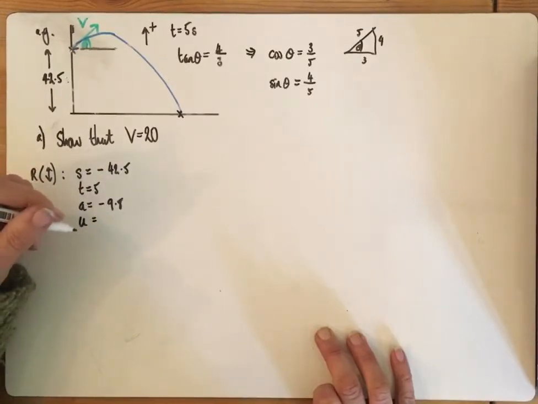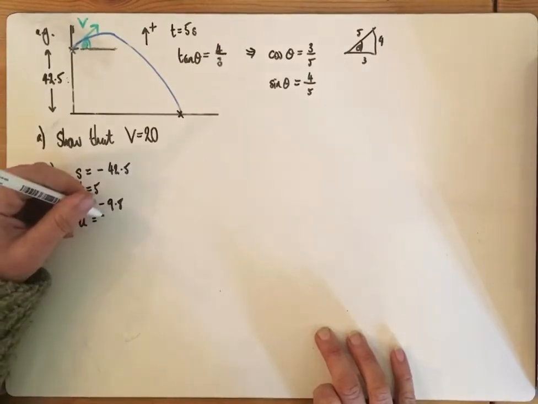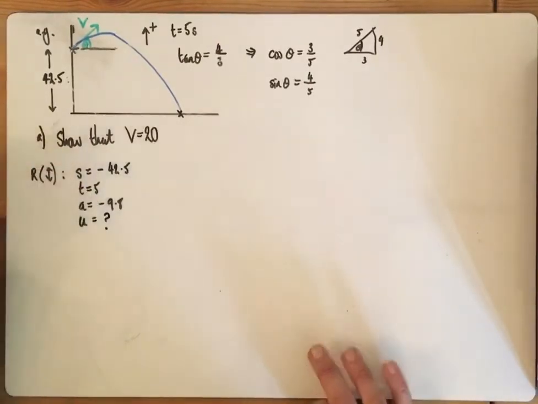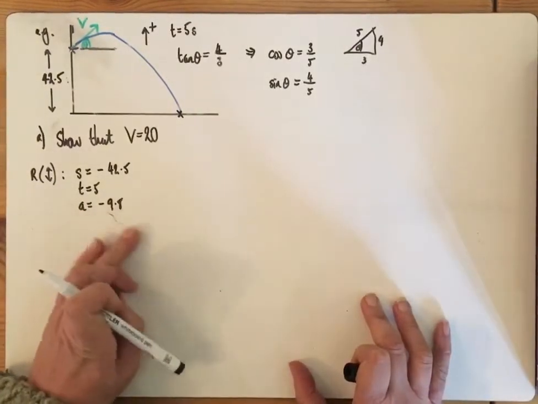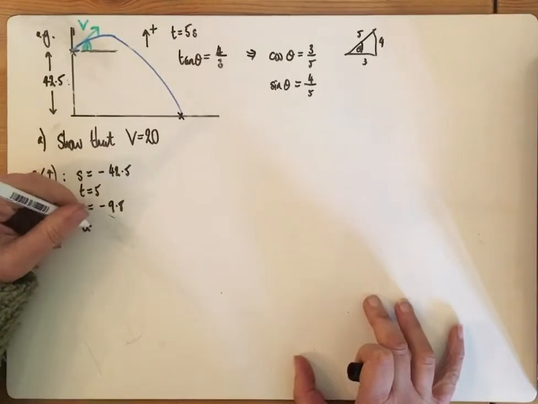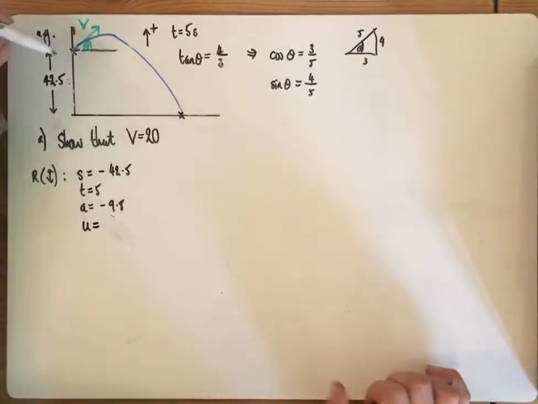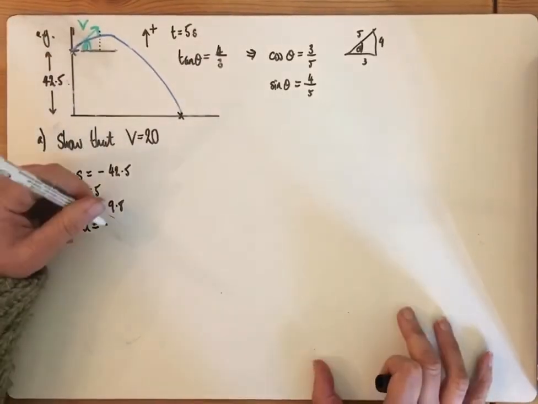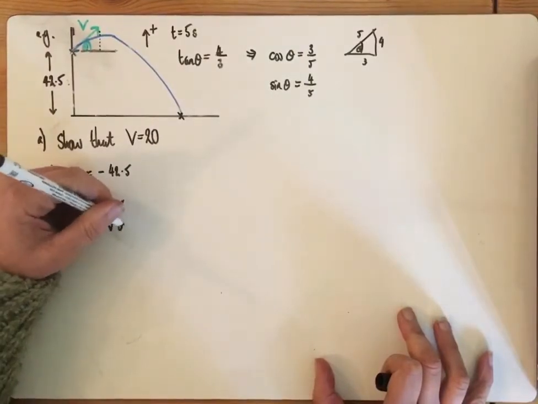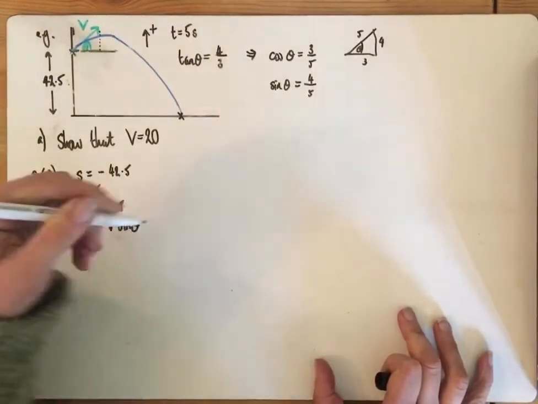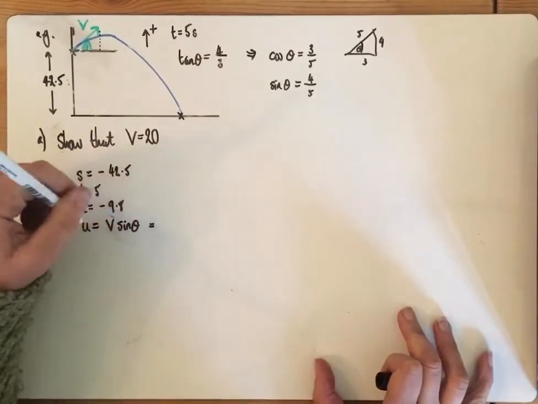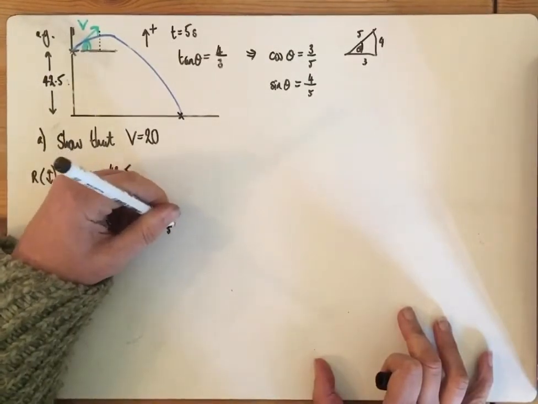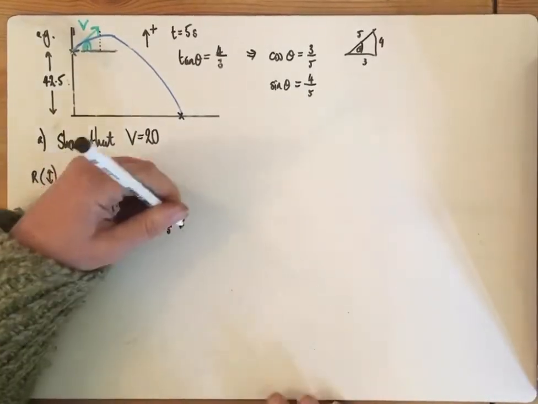Yeah, that's fine. I'll do it that way around. So the thing we actually know, maybe we'll do it like this actually. We actually know that U, so we're resolving vertically, is equal to V sine theta, because you want the opposite to theta. So V sine theta is U, and sine theta is 4/5. So U is equal to 4/5 of V, and it's V that we're trying to find.